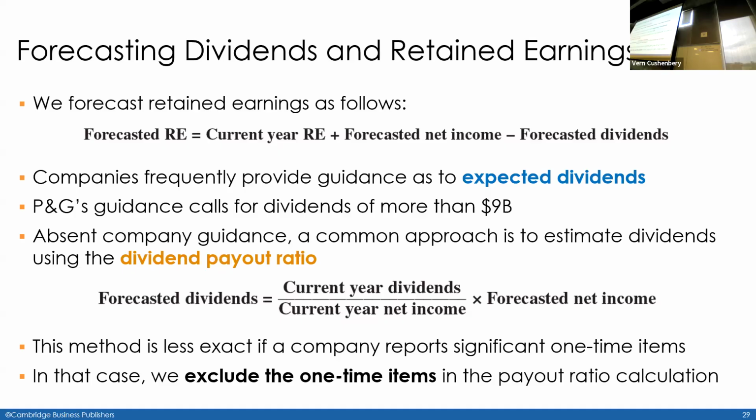So if we have $1 billion in earnings and we paid out $400 million in dividends, that's a 40% dividend payout rate. 60% of it we kept. So that's a 60% retention rate. And that one's not too challenging.